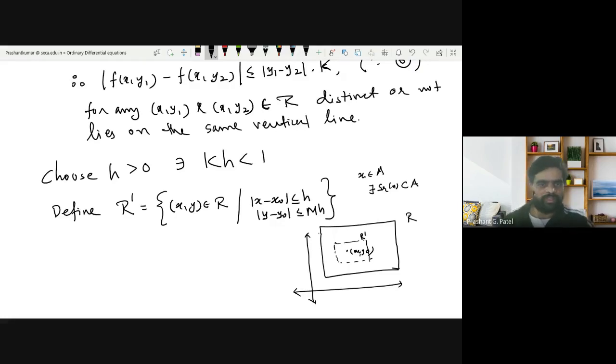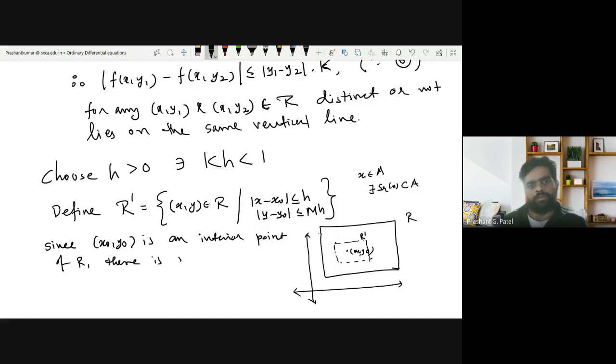So we can say that since this x0, y0 is an interior point of R, there is no difficulty in seeing that such an h exists.